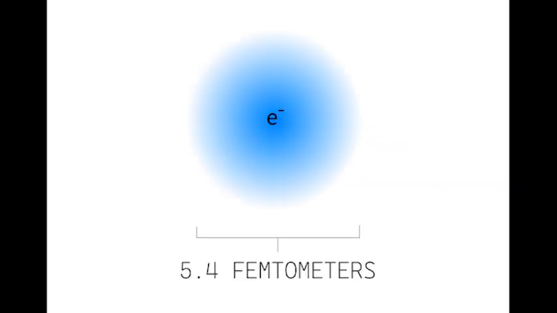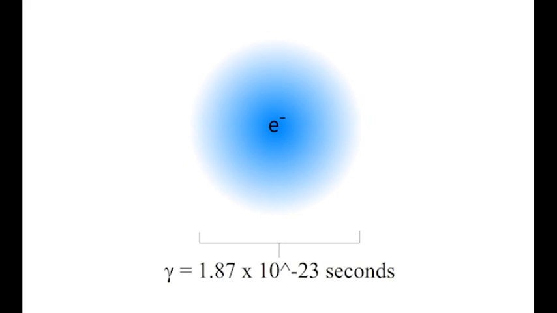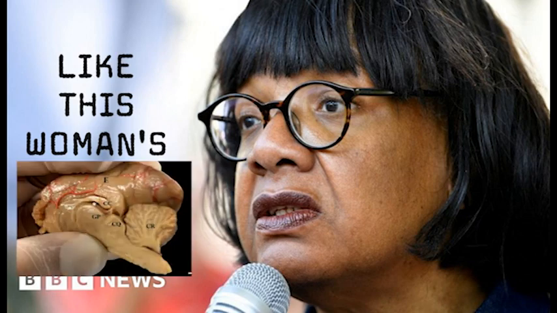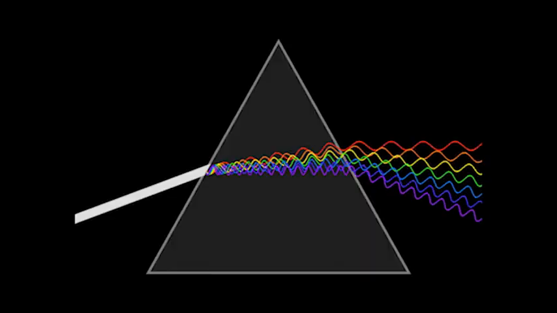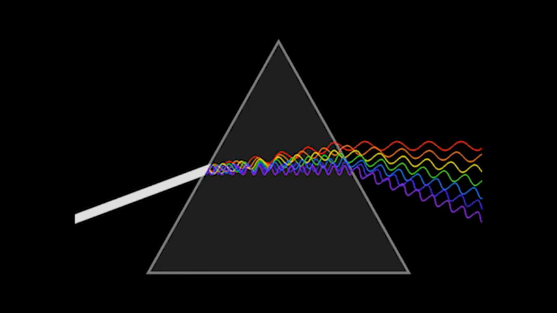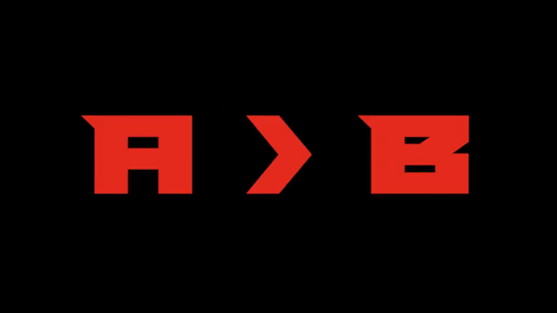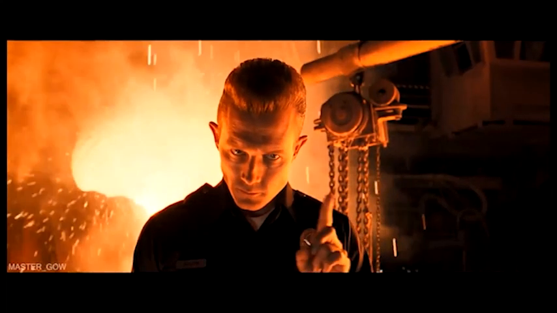The diameter of a free electron is 5.4 femtometers, so the time it takes for light to travel that distance is 1.87 times 10 to the minus 23 seconds. The distance and therefore the disparity in the magnitude of time dilation is incredibly tiny, but the difference is still there. Since location B experiences the speed of causality to be 299,792,458 meters per second, location A should experience the speed of causality to be faster than 299,792,458 meters per second. But again, this is impossible.